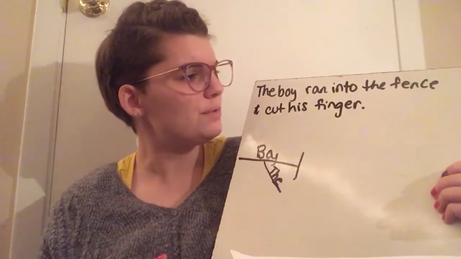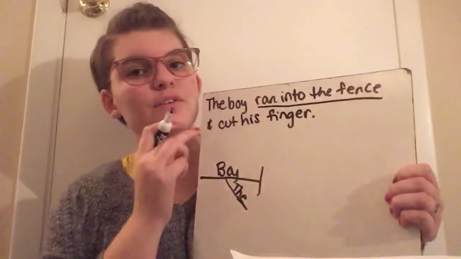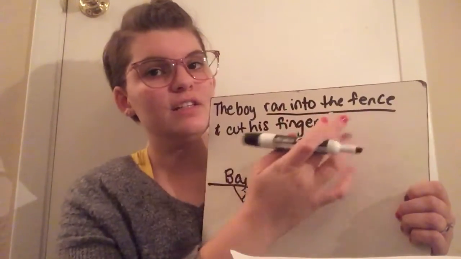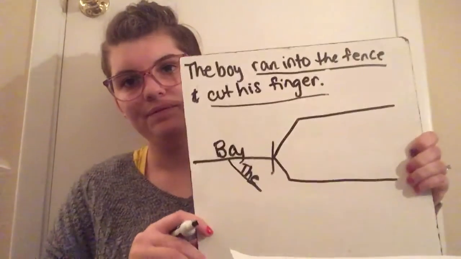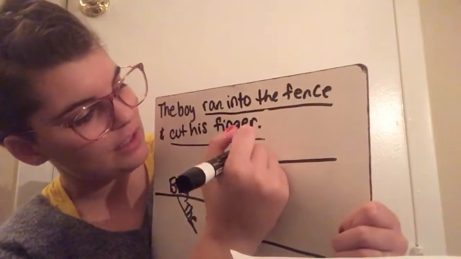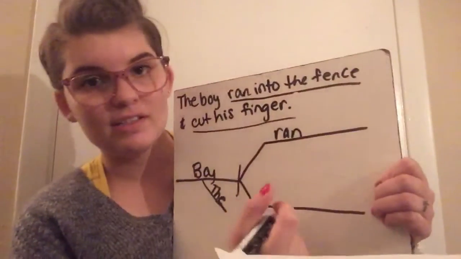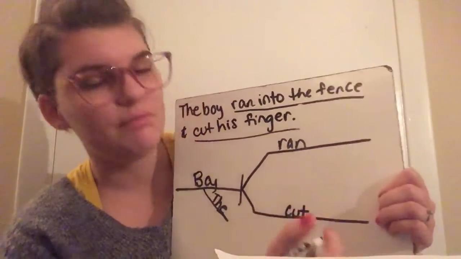Now, I did my line to separate the subject and the predicate. How am I going to know which one it is? So I have ran into the fence. A good way to know is look for and. So ran into the fence, and what else did he do? He cut his finger. So we're going to need 2. I'm going to put this down for a second so I make it look a little bit neater. So I need 2. So the boy did what? The first thing he did, he ran. The second thing he did was cut.